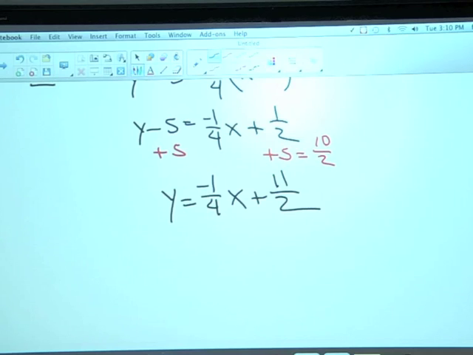So, given information, you should be able to determine the equation of a parallel line. You should be able to determine the equation of a perpendicular. Right?